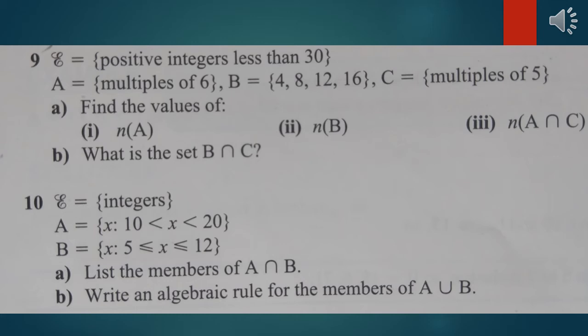Then write the list of members of A intersection B, that is, common to both A and B. That is for part A. Part B: write an algebraic rule for the members of A union B. Looking at the two sets given, X is greater than or equal to 5 and less than 20. That will be the answer. Please try to work that out on your own.